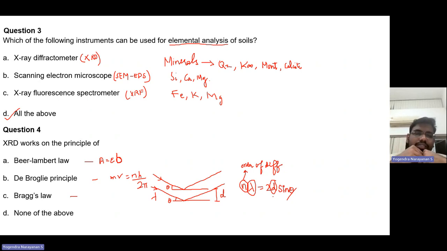So essentially, XRD works on the principle of Bragg's law, where lambda is the wavelength of the X-rays, theta is the incident angle of the X-rays, and d is the interatomic distance or intermineral distance within the crystal or within the mineral. Hence, for XRD, the correct option for this question is Bragg's law.